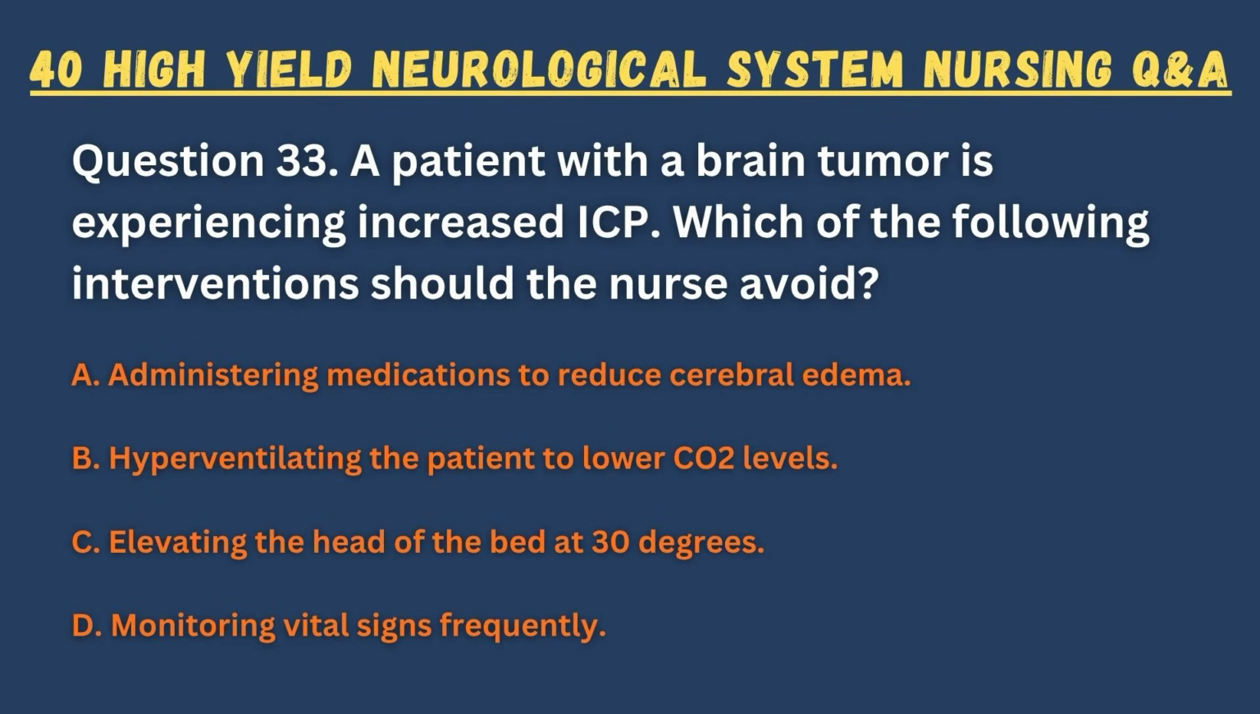Question 33. A patient with a brain tumor is experiencing increased ICP. Which of the following interventions should the nurse avoid? A. Administering medications to reduce cerebral edema. B. Hyperventilating the patient to lower CO2 levels. C. Elevating the head of the bed at 30 degrees. D. Monitoring vital signs frequently.